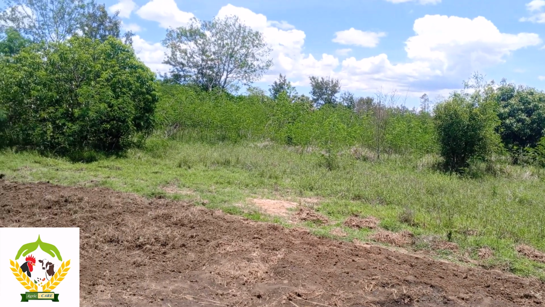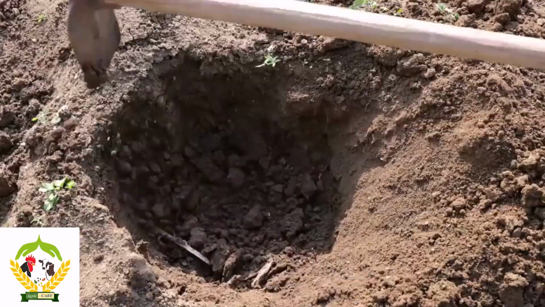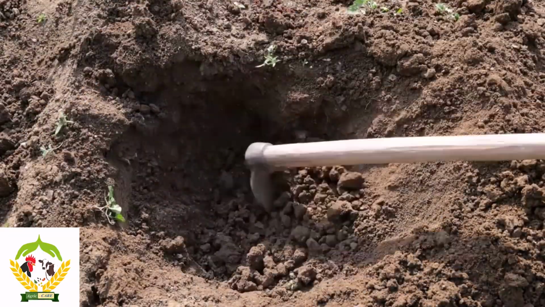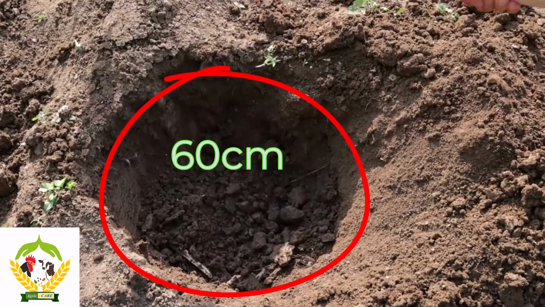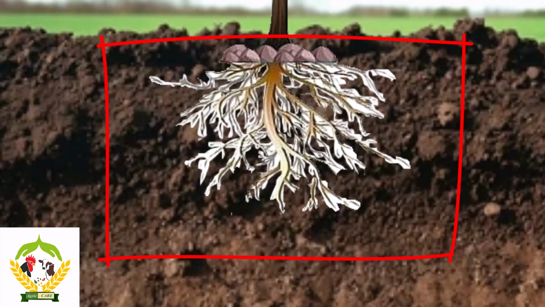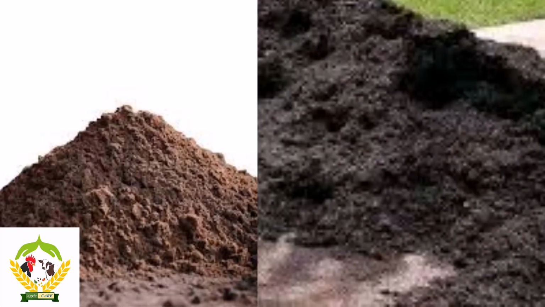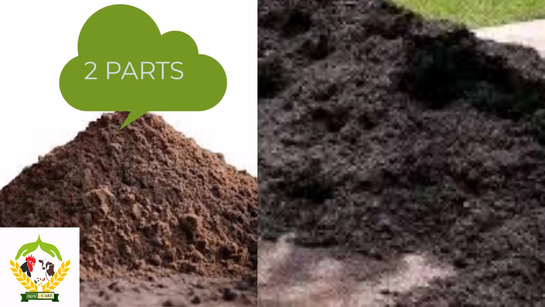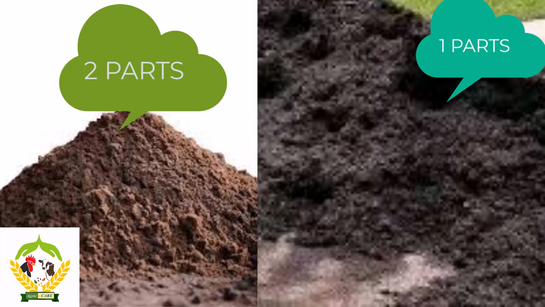Land preparation and planting. Hole preparation. Dig planting holes measuring 60 centimeters in circumference and 60 centimeters deep. This size allows for proper root development. Soil mixture. Prepare a mixture of 2 parts sandy loam soil with 1 part well-decomposed manure. This enriched mixture provides essential nutrients for early growth.